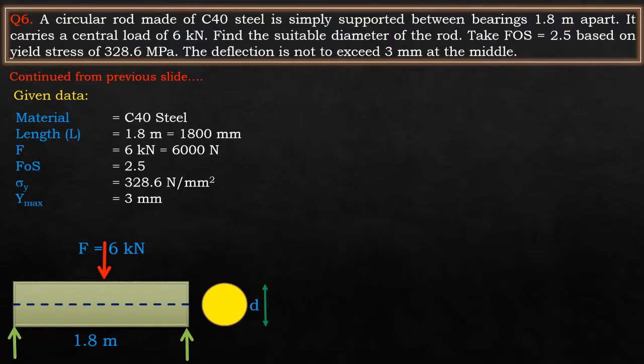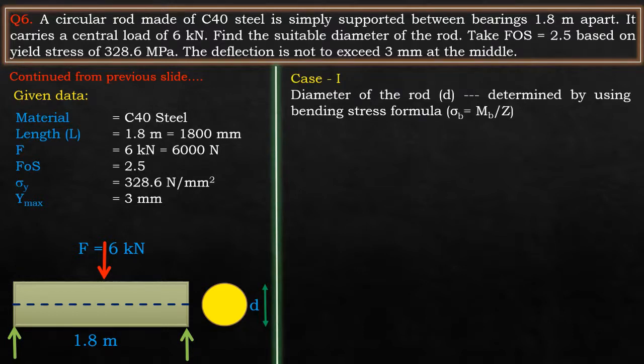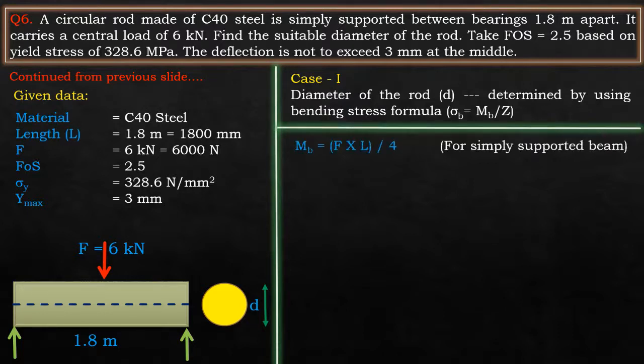Let us start finding the diameter by using the first case, that is, by using the bending stress equation sigma b is equal to Mb by Z. Case 1: the diameter of the rod is d, which we'll be trying to find by using the equation sigma b is equal to Mb by Z. In this formula, the bending moment Mb is FL by 4. This equation is obtained from data handbook table number 2.8 for simply supported beam.